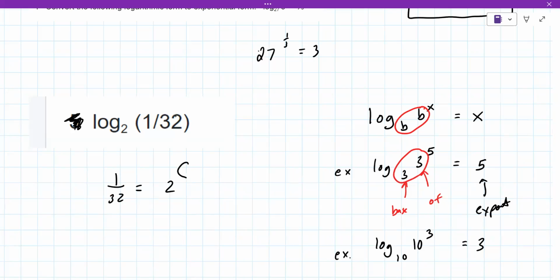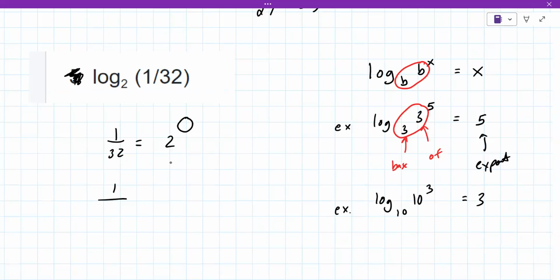Into 2 to some power. And that's really the challenge here. That's the game. So to do this, you first start with 32. You say, okay, 32 is really 2 to the power of 5. Then, how do you move a number to an exponent out of the bottom of the fraction? Well, it becomes a negative exponent.